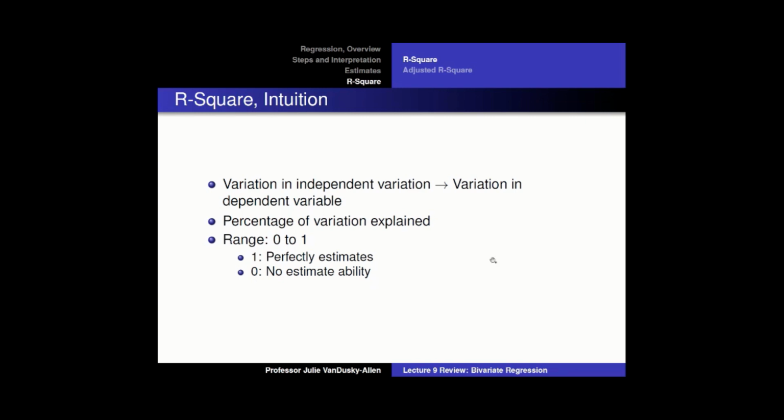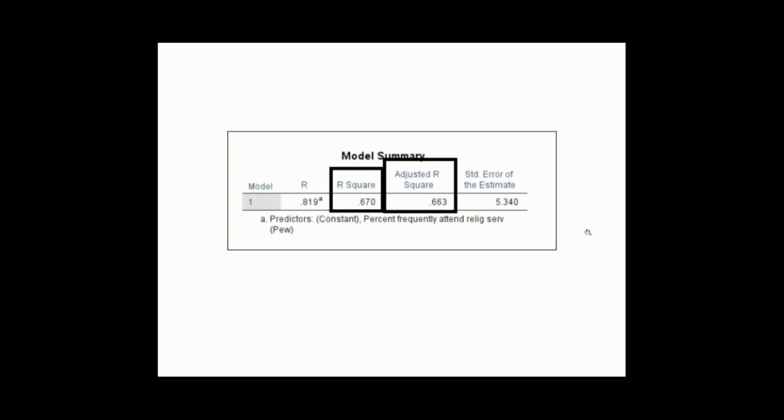So in SPSS, this is what it'll look like when it calculates the R squared and the adjusted R squared. This is the R squared box. This is the adjusted R squared box. This is the value of the R squared. This is the value of the adjusted R squared.